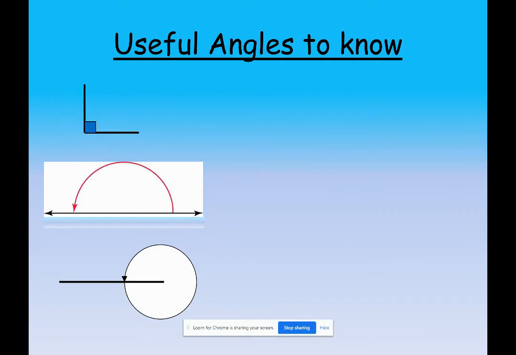Okay, so we've got our good old angles here. Angles is one of my favourite things to teach because it involves lots of straight lines. And I think certain boys and men are very keen on straight lines.